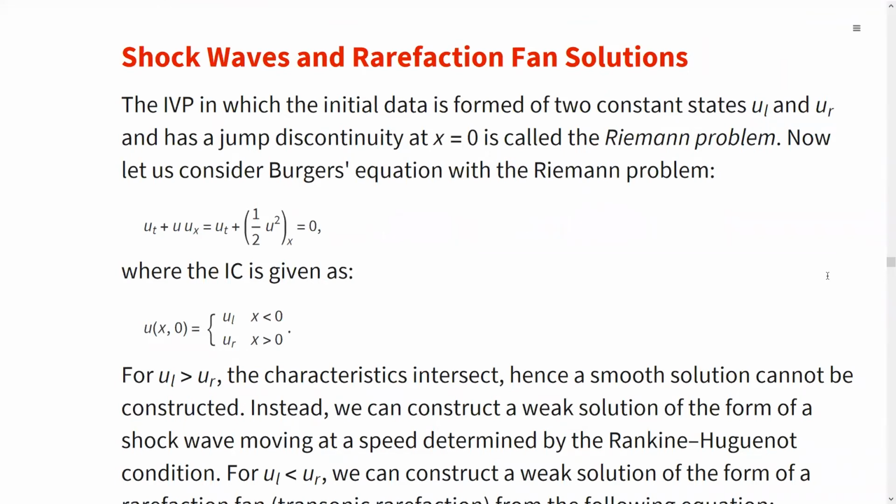Okay, the next topic is an initial value problem in which the initial data is formed of two constant states, UL and UR, with a jump discontinuity at x equals 0. This is called the Riemann problem. So let's consider the Burgers' equation with the Riemann problem. We have this as our initial condition.